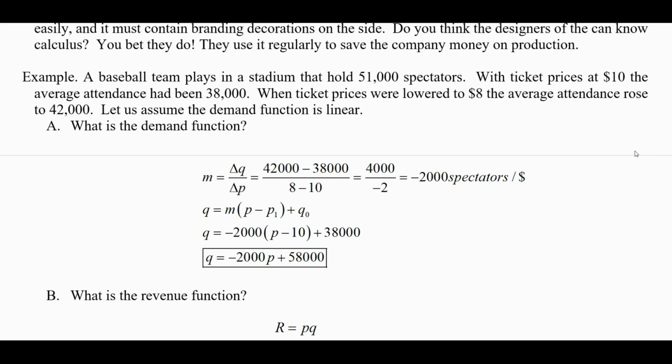Well, the slope then has to be delta Q over delta P if Q is your output variable. So that would be 42,000 minus 38,000 over 8 minus 10, which is negative 2,000 spectators per dollar. In other words, for every dollar increase, you lose 2,000 spectators, or for every dollar you lower the price, you gain 2,000 spectators.